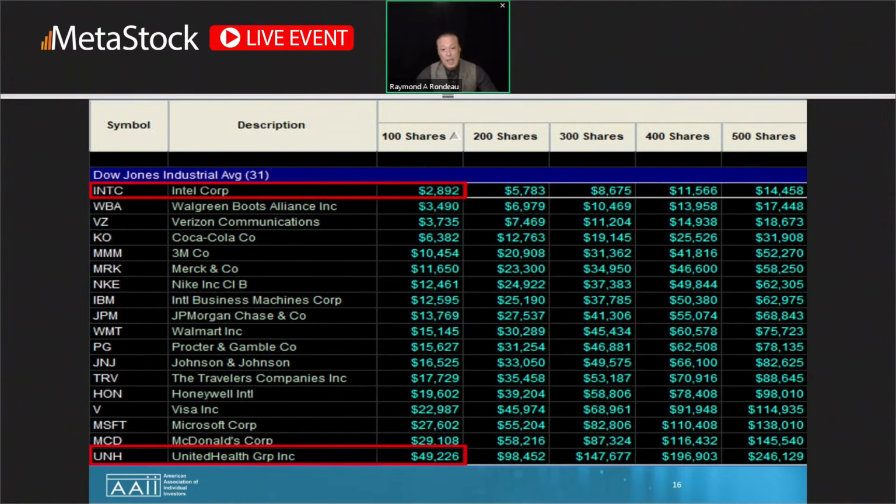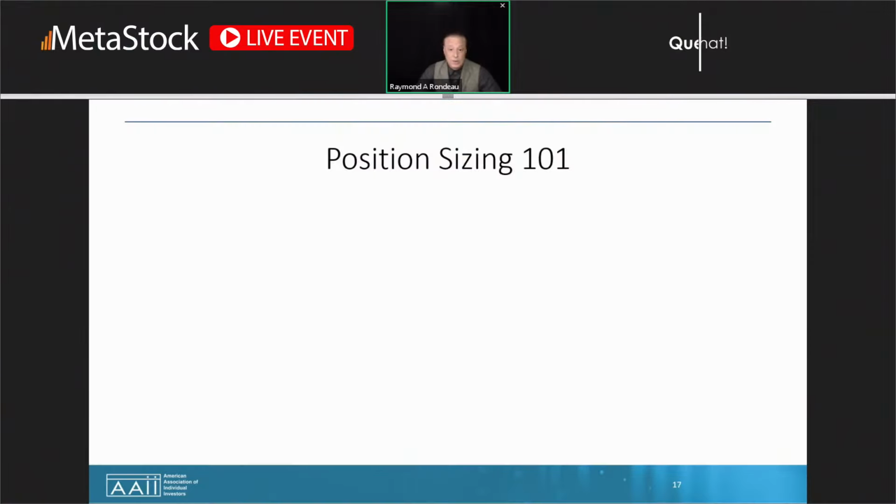Now, stepping back, position size is often a confusing area for newer investors. Some investors, not many, but there's still a few left, try the equal share approach. In this slide, we can see with that approach in the Dow 30 components that if an investor purchased an equal share amount of, say, 100 shares of each Dow component at the time this explanation was generated, their position sizes would have ranged from $2,892 of Intel to over $49,000 of UnitedHealth. This is certainly not a balanced or equal distribution.